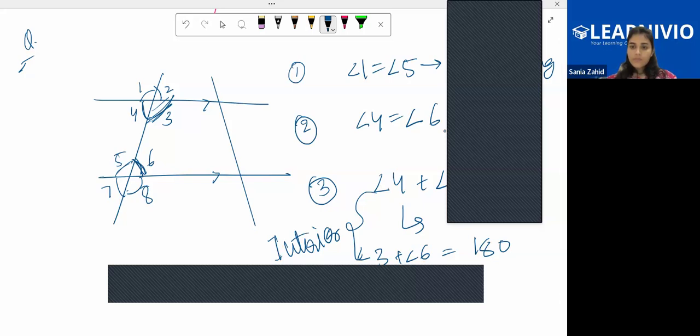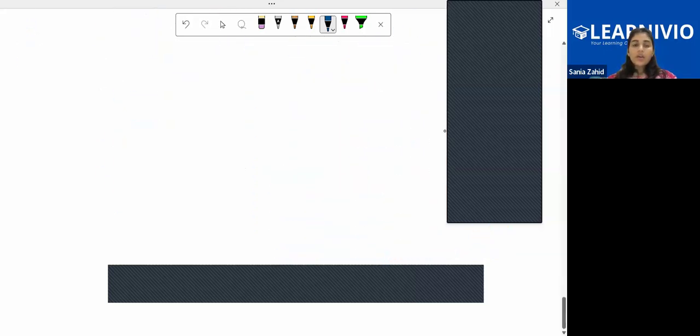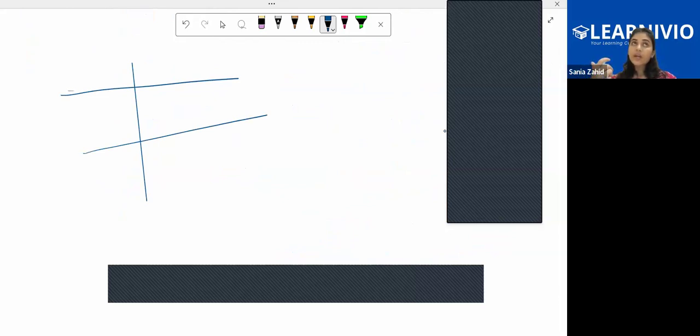You wrote angle 3 plus angle 6 equals 180. See, all the angles that I talked about: vertically opposite, alternate interior, alternate exterior, corresponding. Now, all of these angles are equal to each other. Two corresponding angles are equal to each other. Two alternate angles are equal to each other.